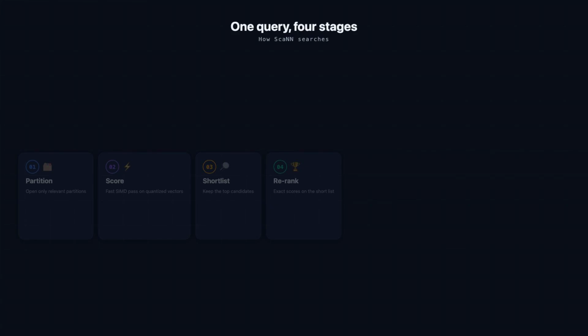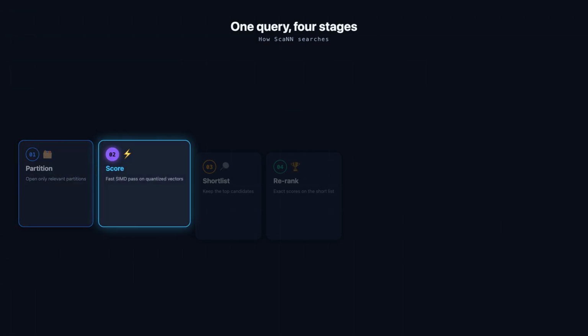That insight sits inside a full search pipeline. Follow a single query through the 4 stages ScaNN runs. Partition comes first. ScaNN splits the whole dataset into groups ahead of time. Then, for an incoming query, it only opens the partitions that look relevant. Right away, most of the database is skipped, which is what keeps things fast.